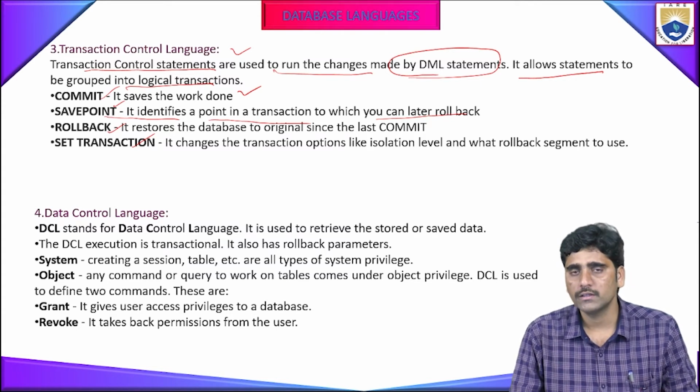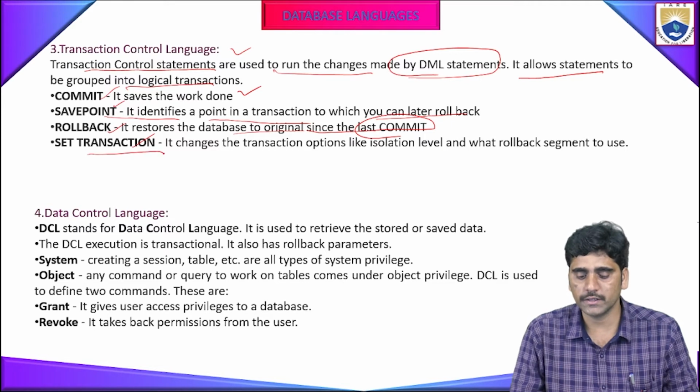And rollback. Rollback restores the database to the original state. Whatever changes we made in the previous minute, we roll them back, so the previous data is retrieved. The last commit is nothing but the last saved state, so from the last saved point, the data is rolled back.